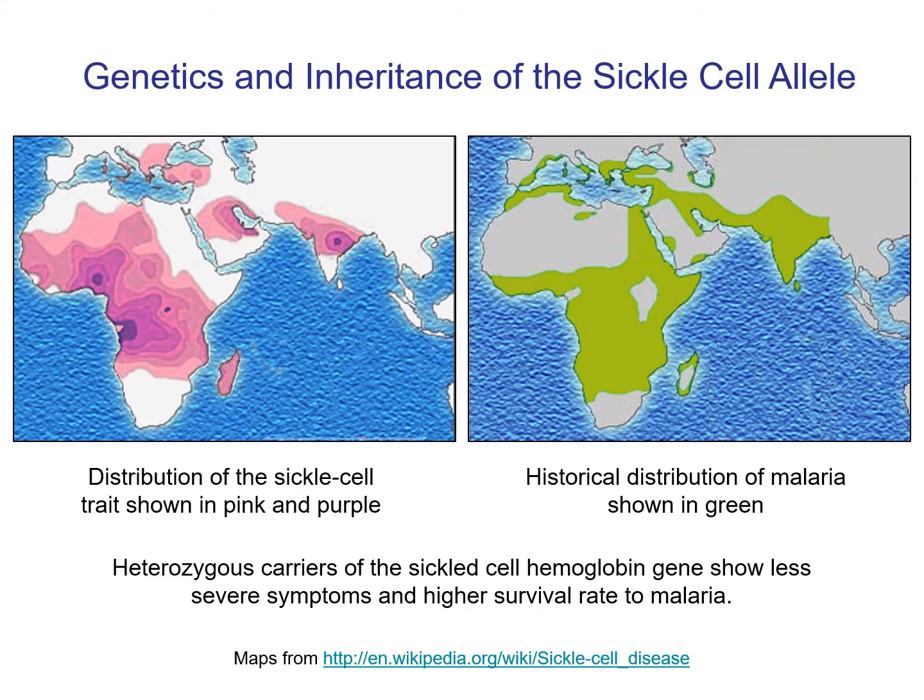So this is one reason why this gene has probably stayed within the human population gene pool, and this is why it is featured a lot in genetics textbooks, because it's a very, very interesting case of a human genetic disease.